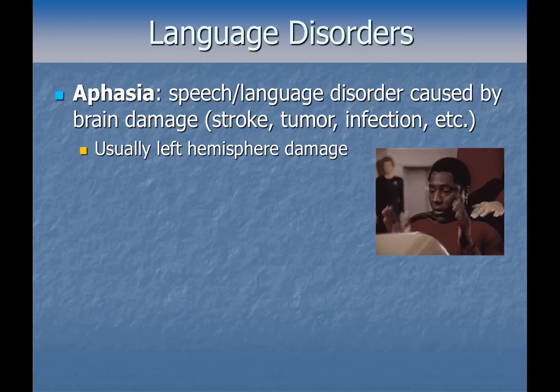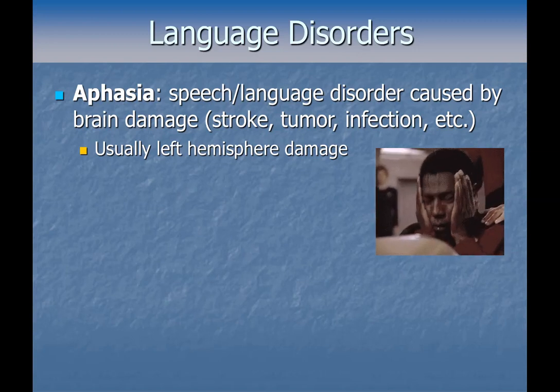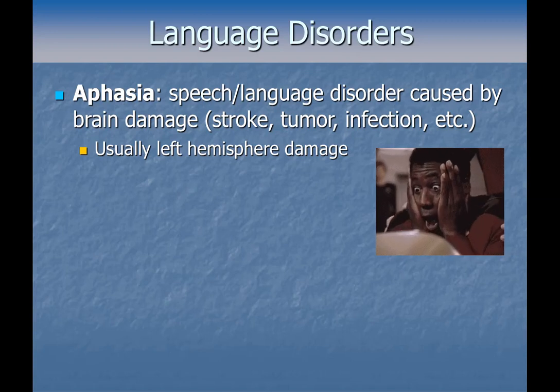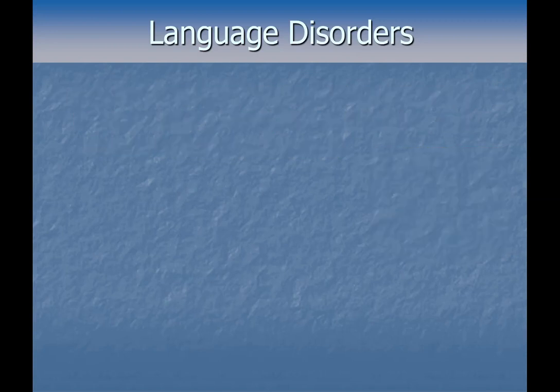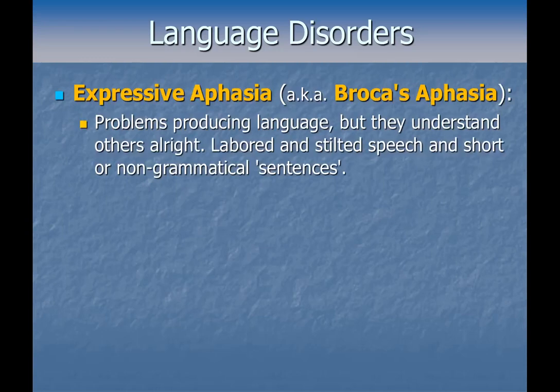There are two types of aphasia. These are speech-language disorders that are caused generally by brain damage to those areas. And that means, obviously, left hemisphere damage usually. So let's talk about one of these. It's expressive aphasia. This is a problem with the ability to express language, to get language out. In other words, the production of language is impaired. So this is often called Broca's aphasia. This is what happens if Broca's area gets damaged.